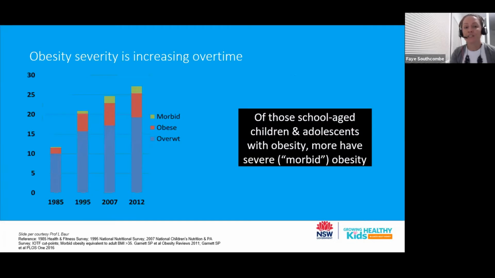So this next chart looks at obesity severity over time. You can see some of our population level data here, looking at the proportion who are overweight, who are affected by obesity, and that top end proportion, which we commonly refer to as severe obesity now. We used to say morbid obesity. Of those school-aged children and adolescents with overweight or obesity, proportionately more are affected by severe obesity, and this is increasing over time.